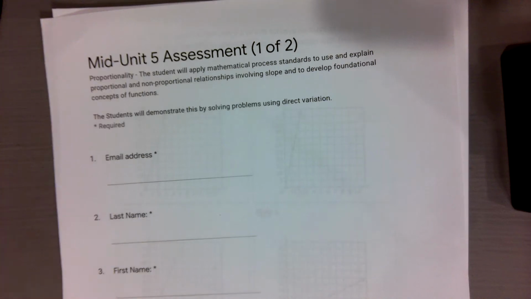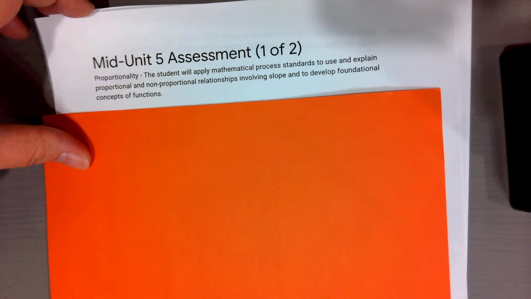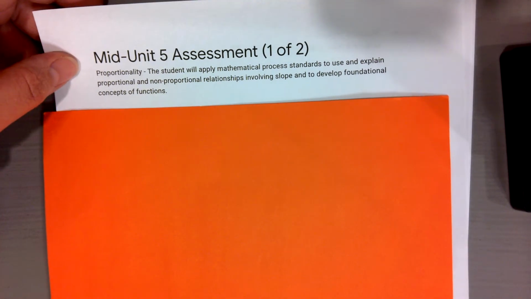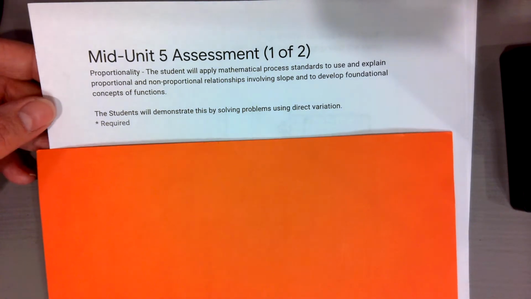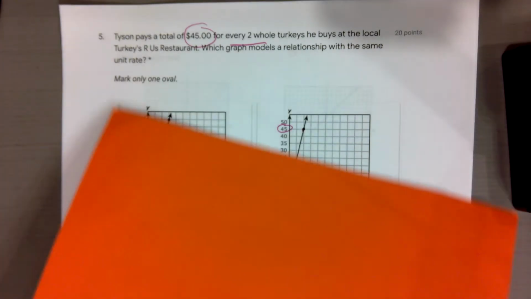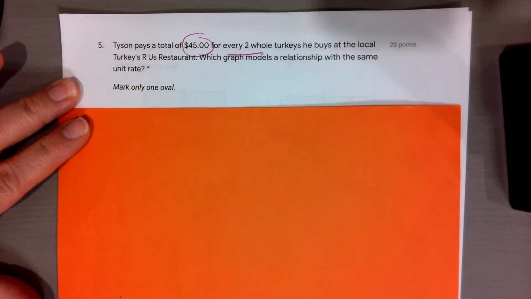Hello, everybody. We're going to look at the mid-unit for unit 5, and we're looking at proportionality. So this first page here is just all the stuff you have to do to get to the test. All right. So when it says number 5, we're looking at number 1 from your mid-unit.